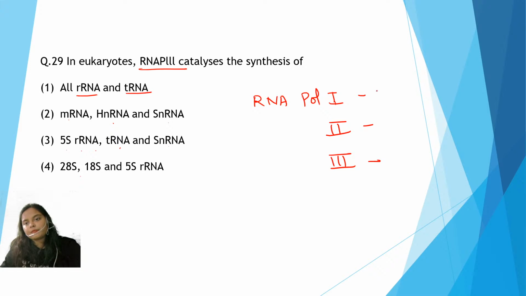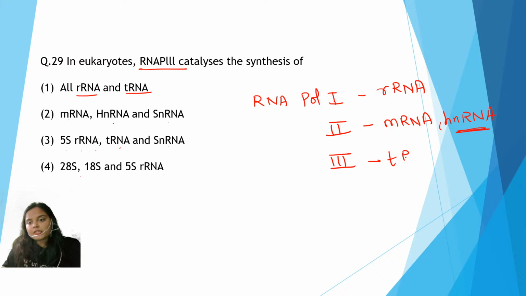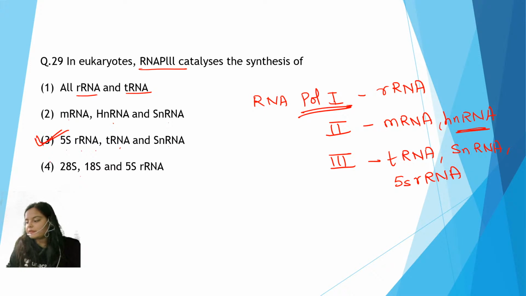RNA polymerase 1, rRNA. RNA polymerase 2, mRNA, also hnRNA, heterogeneous nuclear RNA, the pre-mRNA molecule. RNA polymerase 3, tRNA, and also snRNA, and also the 5s rRNA, which is not synthesized by RNA pol 1. So the right answer is option number 3, 5s rRNA, tRNA and snRNA.